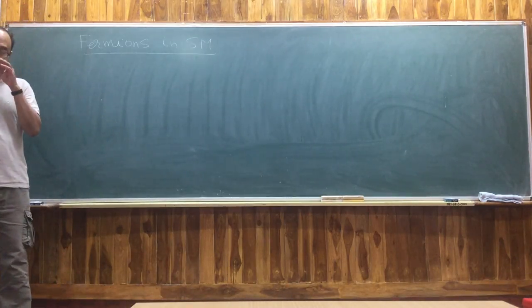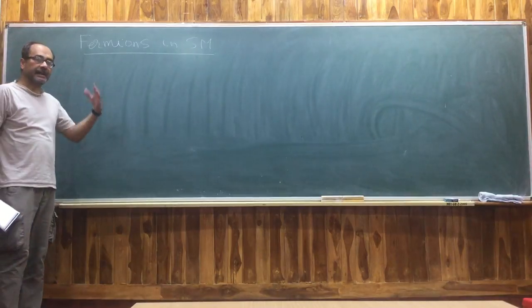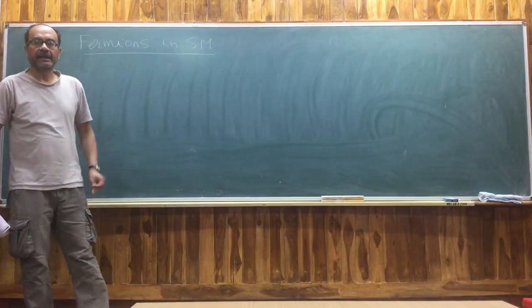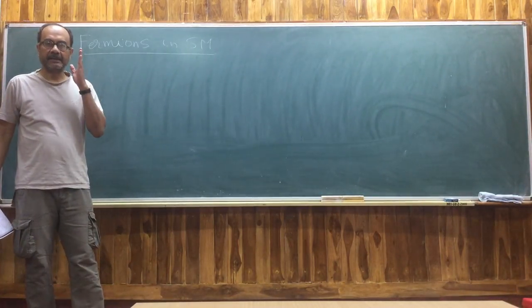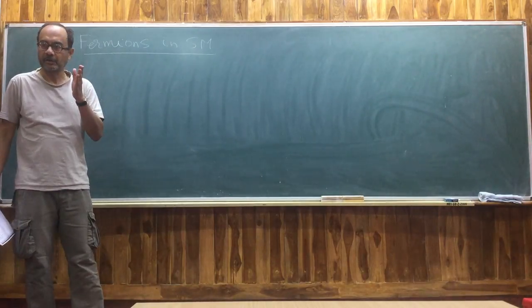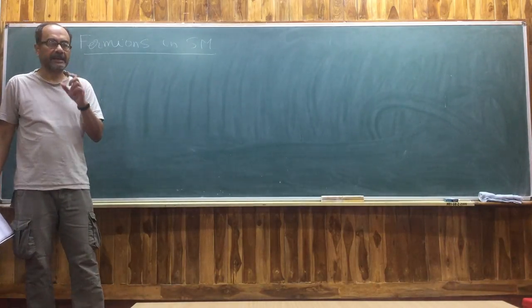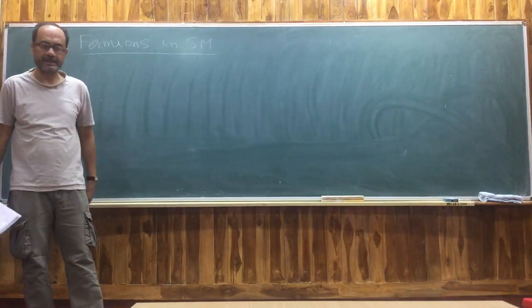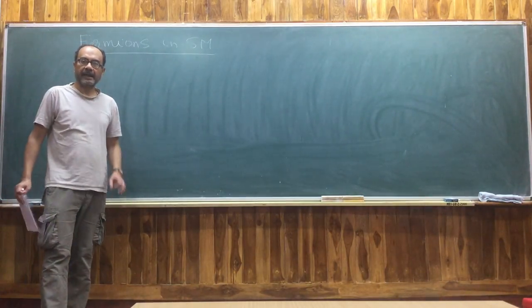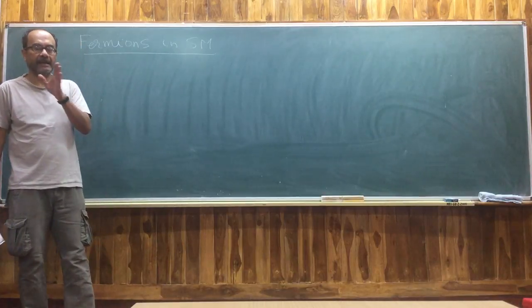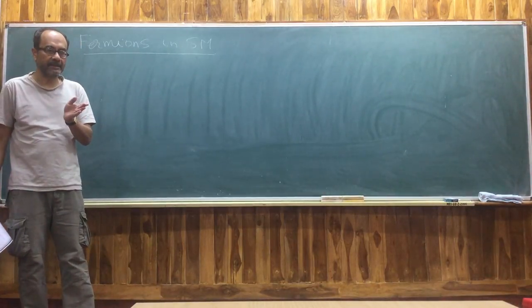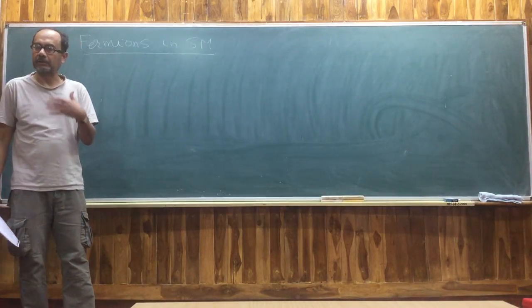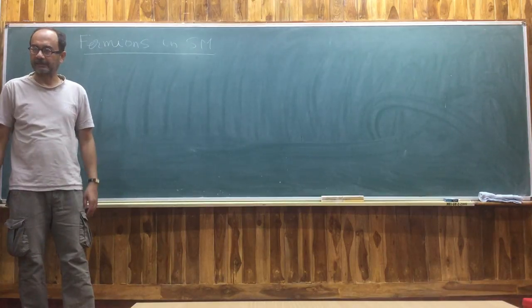Now here, the general feature that has been observed is that the left-handed part of the fermions are the ones which interact with the charged gauge bosons. In fact, this is what was observed even before the discovery of the standard model. And that's what you have to keep in mind, that there is an asymmetry between the left and the right sector. The left-handed fermions are the ones which couple to the SU(2) gauge fields.